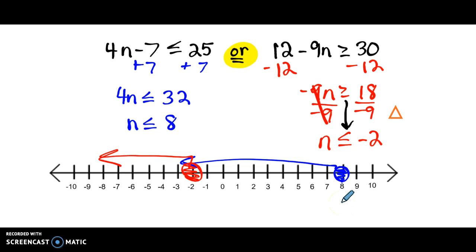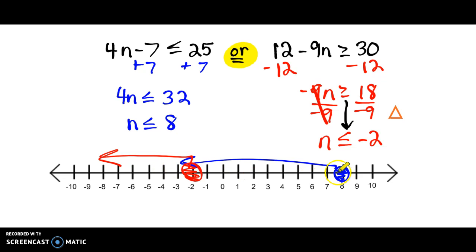So pay special attention to that. When I go to graph those, if I graph n less than or equal to 8, that's a closed circle at 8 with everything to the left shaded. And then I have to graph n less than or equal to -2, which again, we have a closed circle here, and then everything to the left shaded. So for an or statement, what that means is that anything that is shaded, either in red or blue, is part of our solution set because either or is fine.